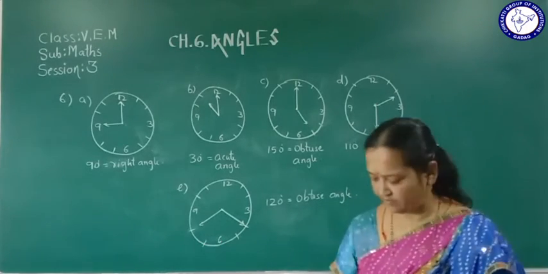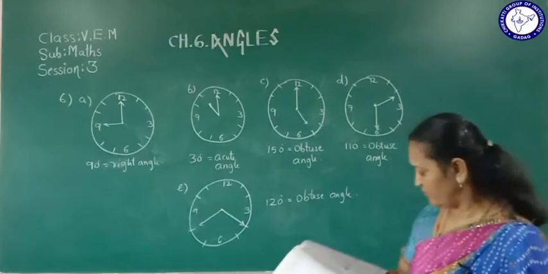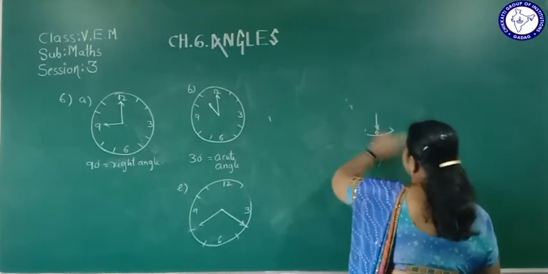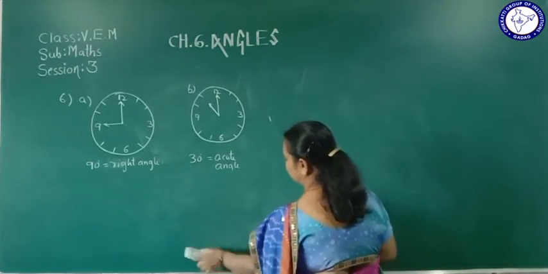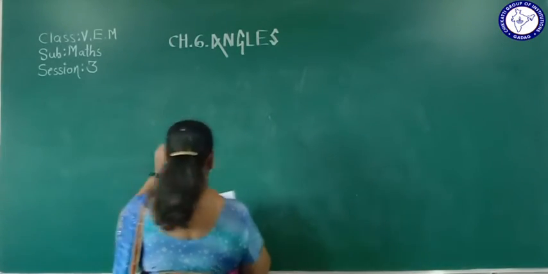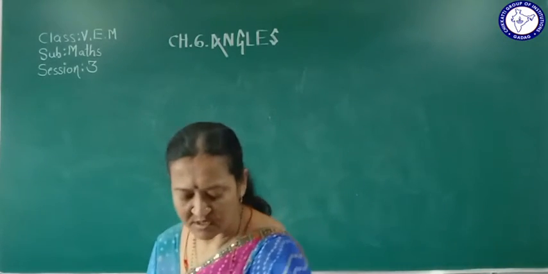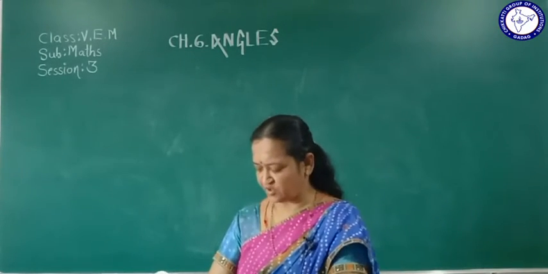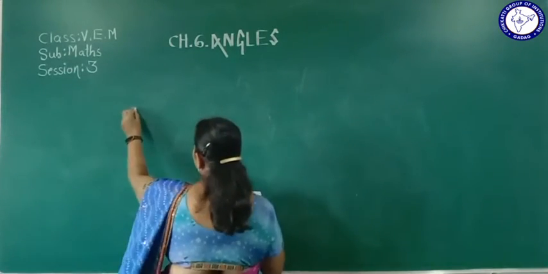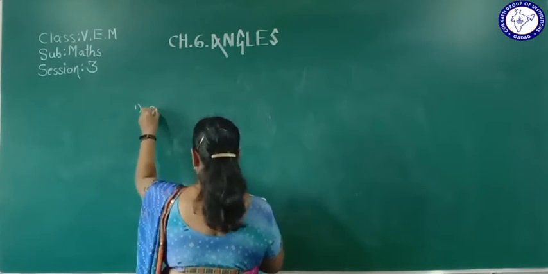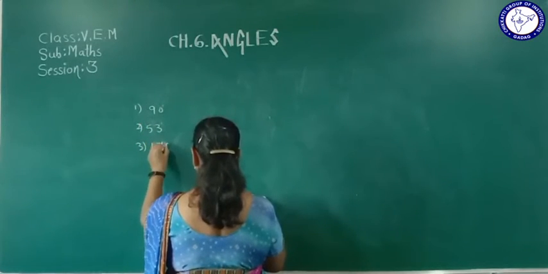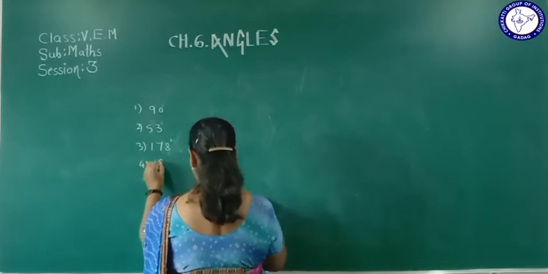Now 7th question, choose the right answers from the following. Here we have to choose the right answer. Example for obtuse angle. Here 4 options are given. First one 90, second one 53, third one 178 degree and fourth 180 degree.